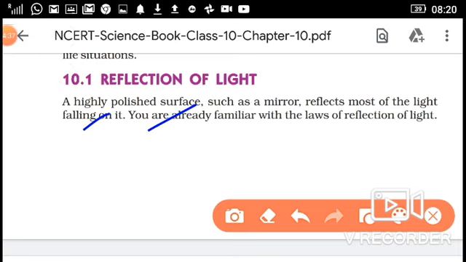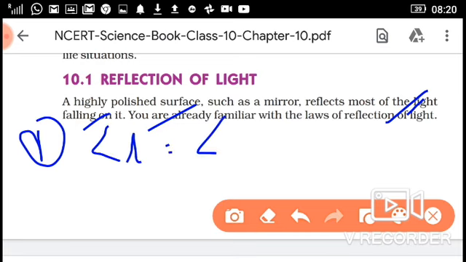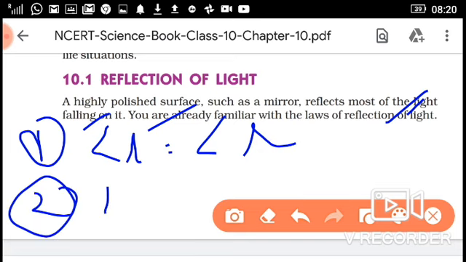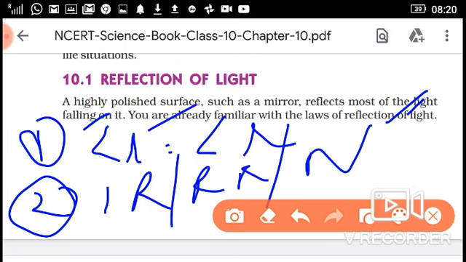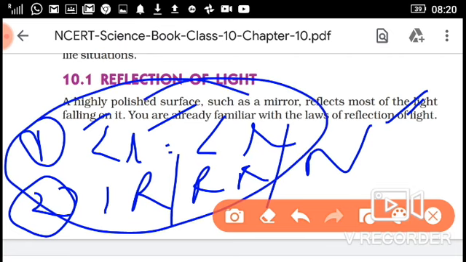You are already familiar with the laws of reflection of light. There are two laws of reflection we have studied already. First is the angle of incidence is equal to the angle of reflection. I will explain this also, no problem. Second is the incident ray, reflected ray and normal all lie in the same plane. Don't worry, I will explain both these laws.